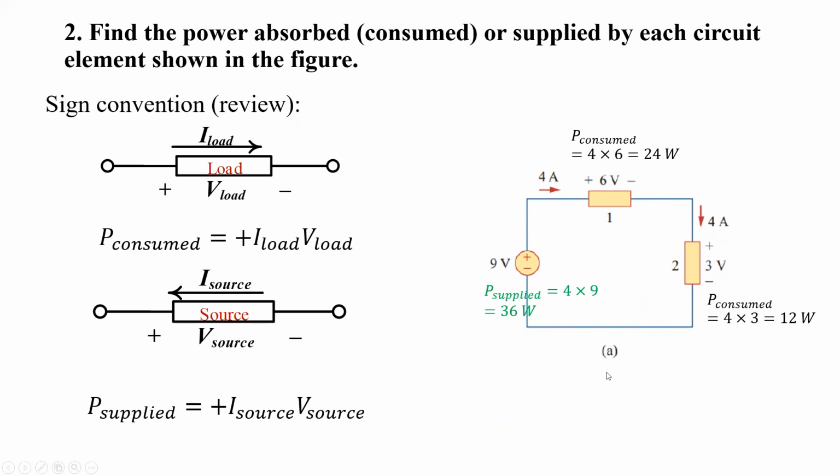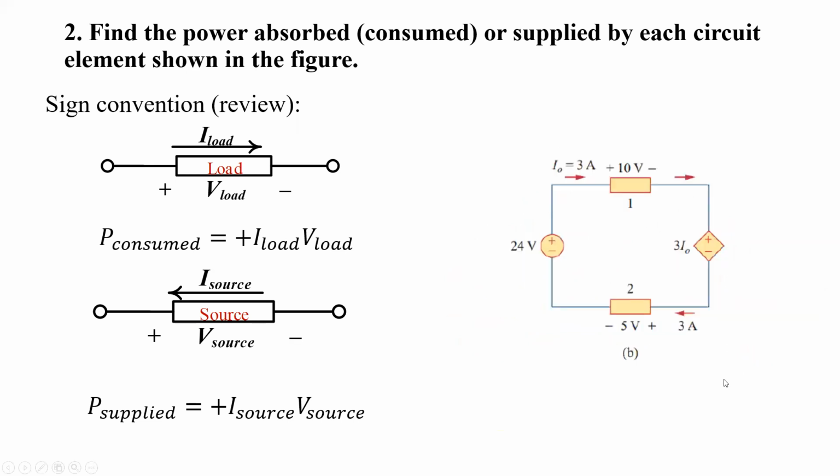In this way, we can compute power supplied and consumed by each element. In this case, we can even see the power balance. If you notice here, total power consumed equals 24 plus 12, and power supplied equals 36. So power supplied will be equal to total power consumed. Let's see problem number B.